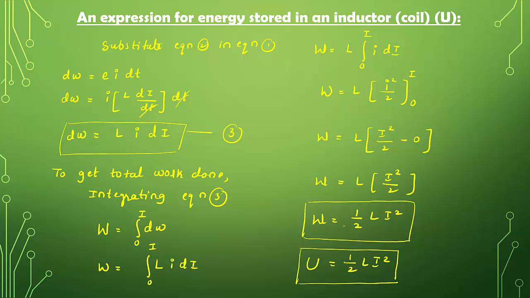So this work done is stored as magnetic potential energy in the inductor. Whatever work is done to develop the current is stored as magnetic potential energy in the inductor. Is it clear? So this is all about energy stored in an inductor.